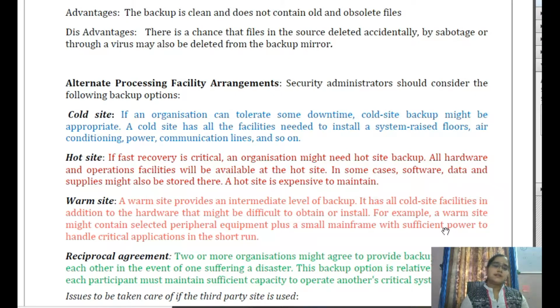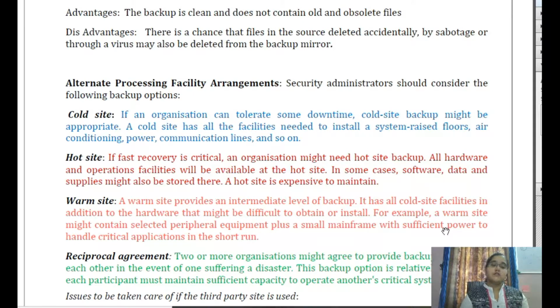The cold site is such that if the organization can wait some time, it can sustain itself even though its critical operations are disturbed. If it can wait some downtime, then cold site backup will be very appropriate. The cold site will have all the facilities like raised floors, air conditioning, power, communication lines, etc., so that you can go to that place and start your operations.